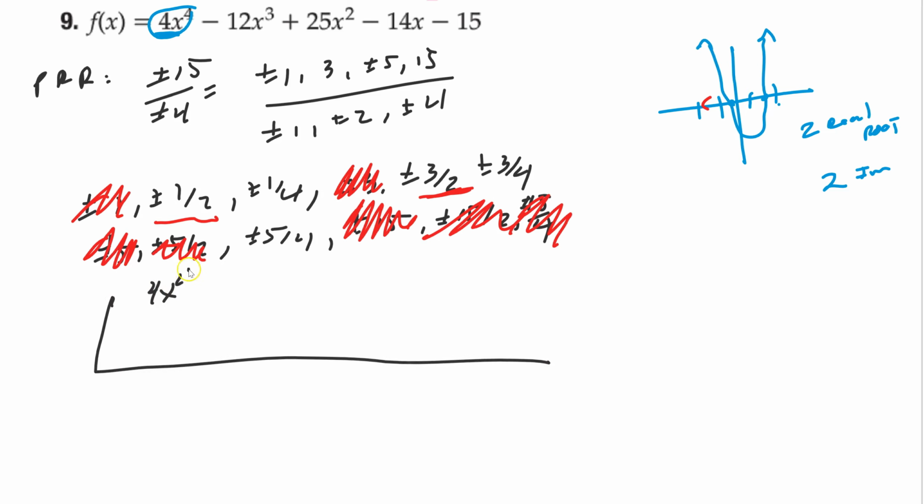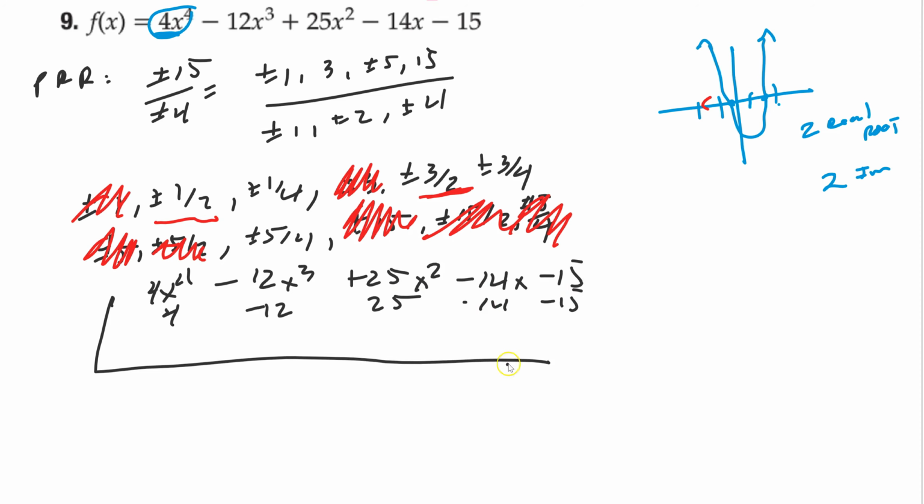Let me just rewrite it first. These are big numbers. Alright, so we're going to have 4, negative 12, 25, negative 14, negative 15. Remember, the whole goal is to have a 0 here. We want a 0 there. And it all depends on what we want to try first. I think I said I was going to try 3 halves first, so let's do that. Because that looks like 3 halves to me.